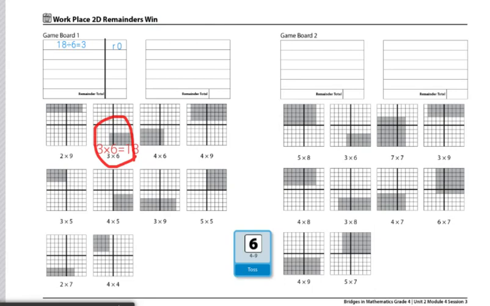From there, player 2 will then do the same, and players will continue playing, each having 5 turns. Whoever has the highest sum of their remainders, the highest total, wins. This is the end of the directions for Workplace 2D Remainders Win.